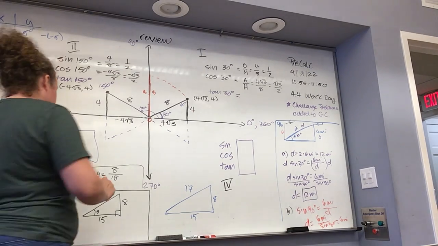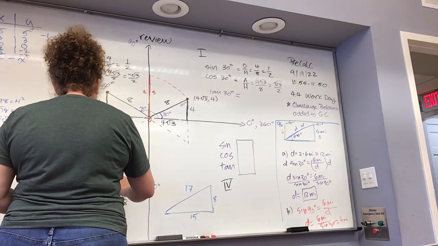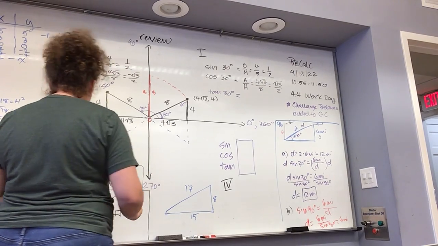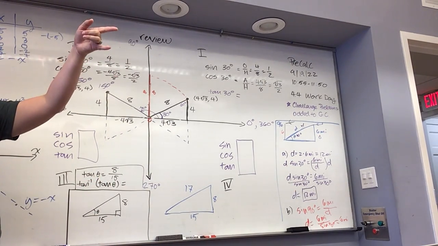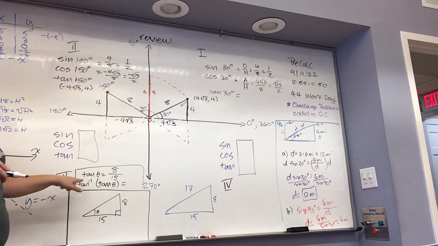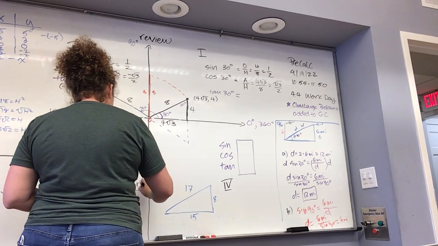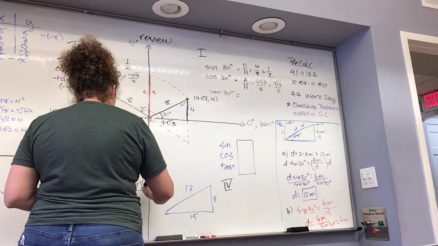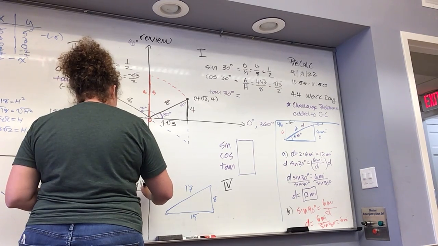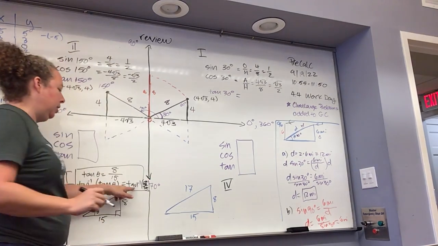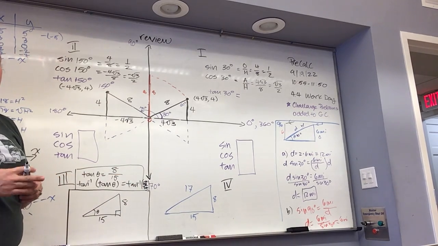I thought that meant cotangent. Cotangent is the reciprocal fraction, so we flip it. But arctangent, or tangent to the -1, is actually the opposite operation. And so we can do arctangent of 8 over 15. So plug this into your calculator.